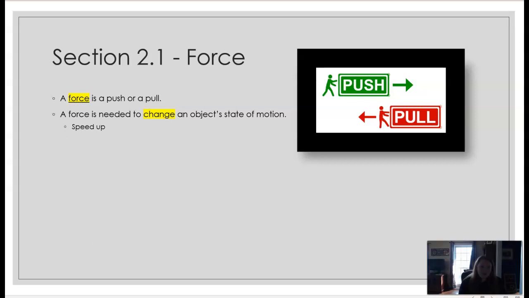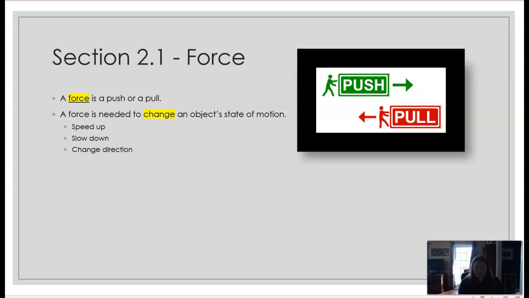Now, there are three ways to change an object's state of motion. Pretty simple. You can make the object speed up, you could make the object slow down, or you could change the object's direction. And anytime there's a force present, that's what happens.